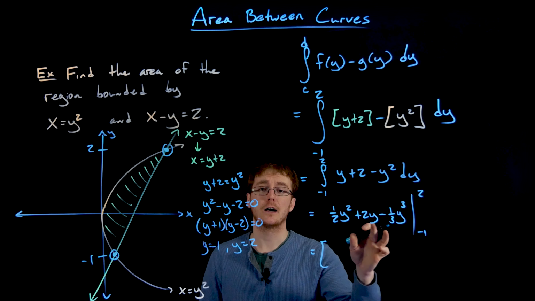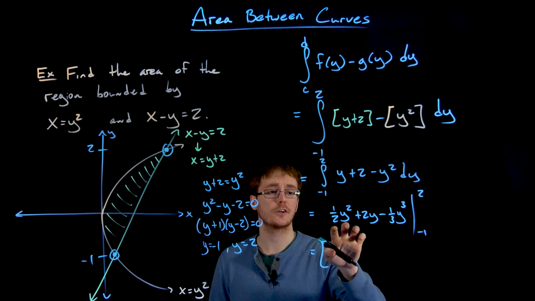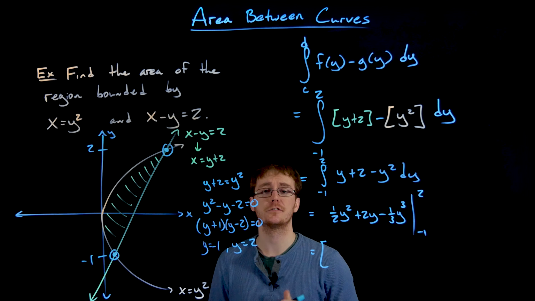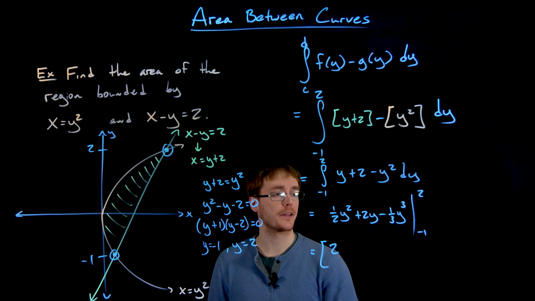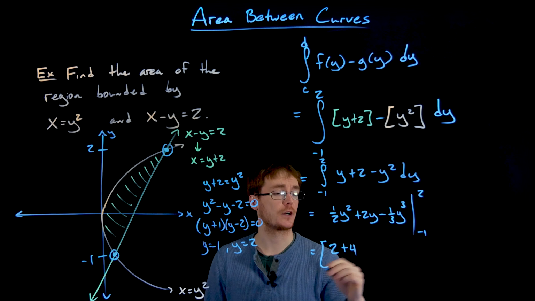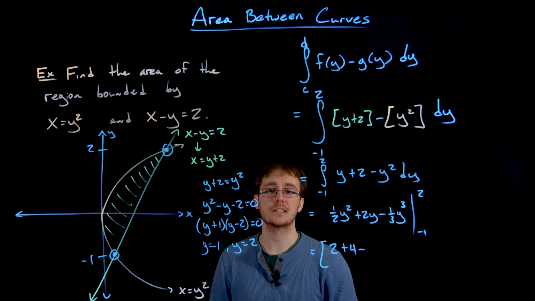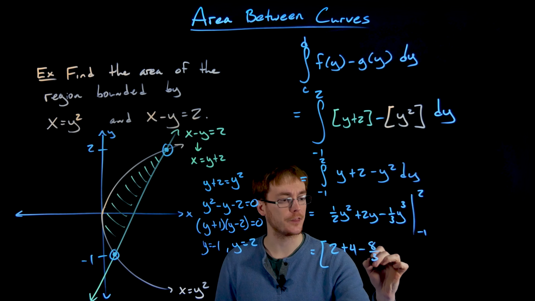All right, so now if we plug in our upper limit of integration, our y value of 2, our first term in our antiderivative is going to be 1/2 of 2 squared. So 1/2 of 4 is 2. We add to that 2 times 2, so we add on to that 4. Then we subtract away from this 1/3 times 2 cubed, or 1/3 times 8, or 8/3.